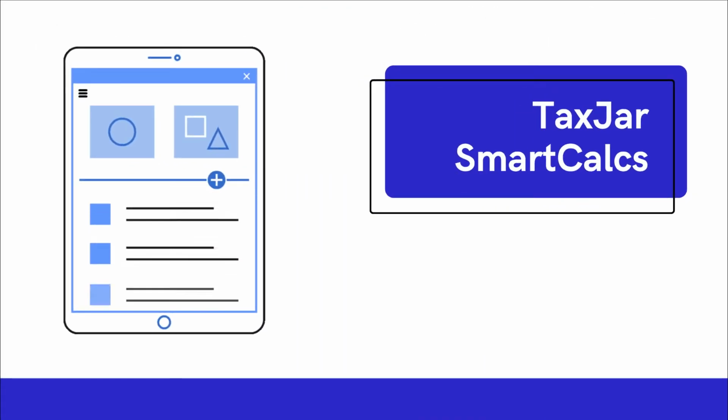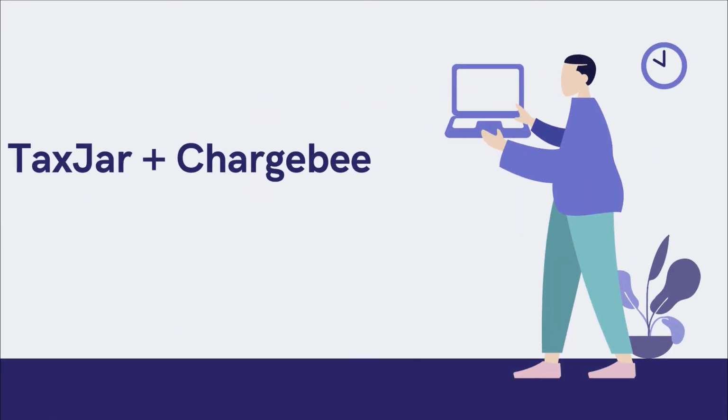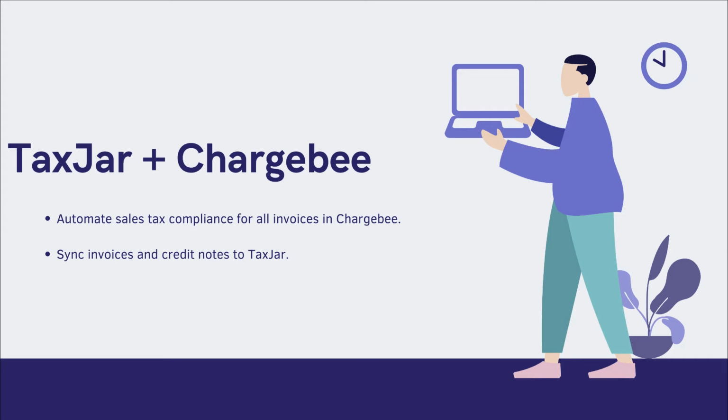Taxjar helps reduce this Herculean effort with its optimized tax calculation engine called Smart Calcs. You can integrate your Taxjar account with Chargebee to automate sales tax compliance for all invoices in Chargebee. Sync invoices and credit notes to Taxjar to generate reports and auto-file your tax returns.